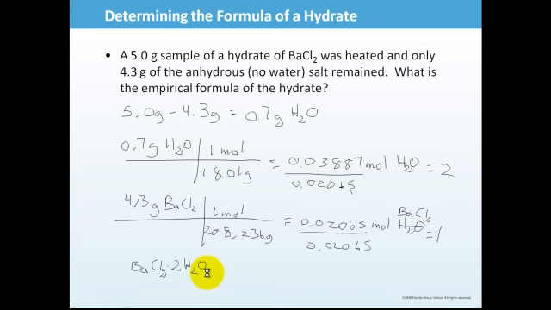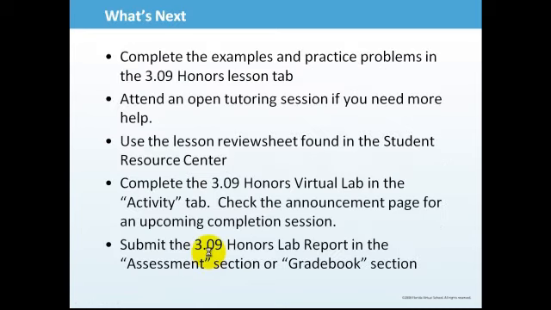All right, so that wraps us up for the honors assignment for 309. And again, just a quick checklist here, things that are coming up. You, of course, need to complete all the examples and practice problems in the honors lab or lesson tab if you have not already done so. If you still need some help, you can, of course, attend the open tutoring sessions that we have. Check your teacher's announcement page for the times for those and the links. There is a resource or a review sheet in the Resource Center you can use. And then you will have to do the virtual lab.